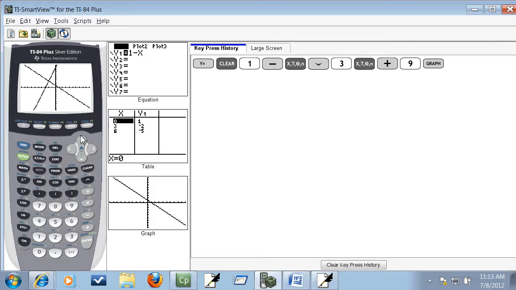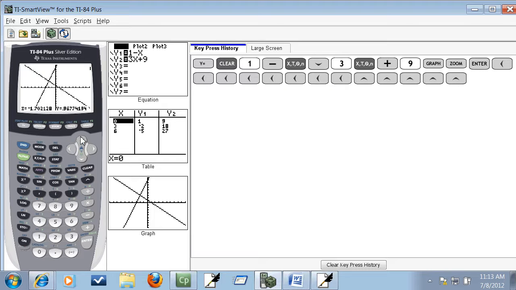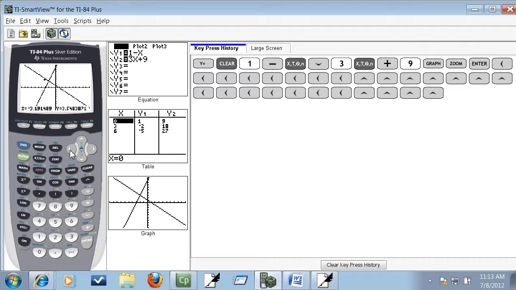Again, our answer is where it intersects. 1, 2, that looks like maybe negative 2. Now, I still can't see real well. Well, I can do a zoom, and I can choose the first one, Z box. We're going to draw a box around what we want to zoom. So I'm going to do my left arrow and up arrow until it's up in the upper left-hand corner where I want to draw. Maybe about right there. Now press enter one time.